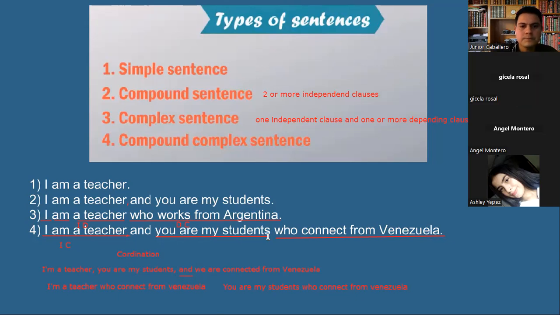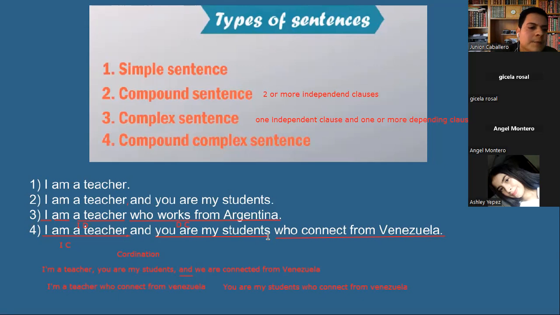Teacher, yo pienso que podemos quitar perfectamente la de ustedes son mis estudiantes, porque ¿cuál es el mensaje que quiero dar? Que yo me estoy conectando desde Venezuela. Eso es lo que no puedo eliminar, porque yo estoy aclarándole a alguien. El mensaje es que yo soy un profesor que se conecta desde Venezuela. Se supone que un profesor tiene alumnos, eso es un sobreentendido.